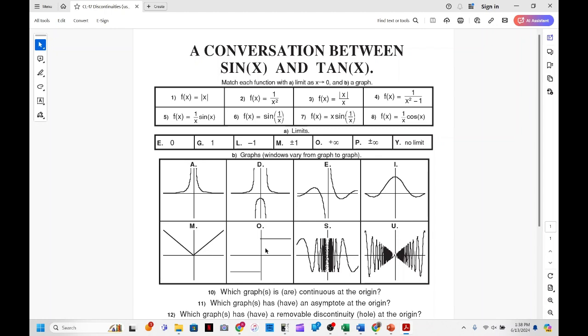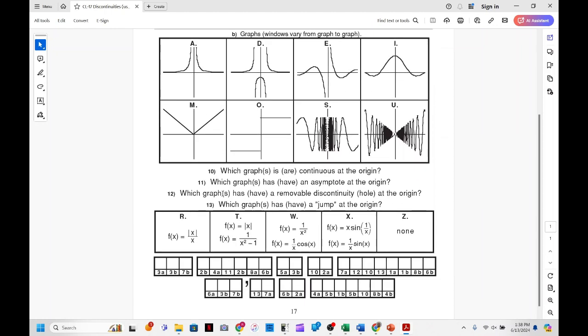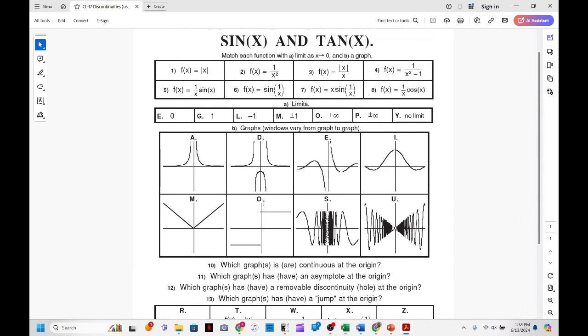And now there's also another part to this handout. Down here, questions 10 through 13 are asking about which graphs have certain properties, and there's a few to choose from in choices R through Z. But these are graphs that were used up here anyway, so you can still use the pictures up here if you already know what matches these to help you answer these last few questions. So with all of that said, let's go ahead and get going on this puzzle.